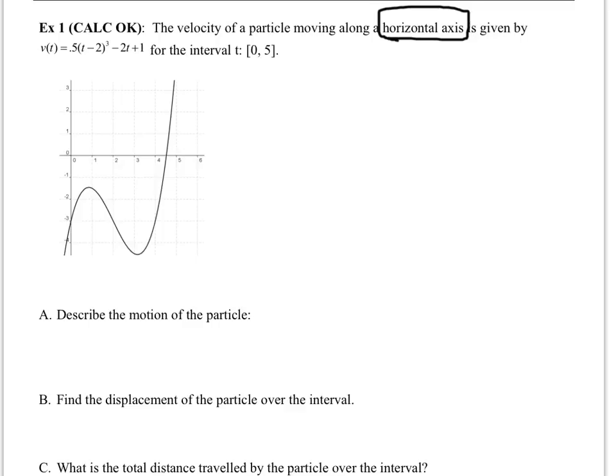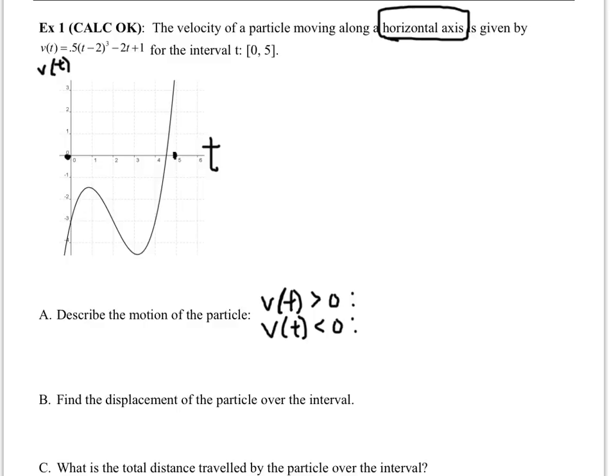So the first thing I want you to do is to locate some important time values here. This is our time, this is our v of t. We're starting at 0, we're going all the way until time equals 5. There are probably going to be some important factors here. To describe the motion of the particle, you want to talk about where v of t is greater than 0. You want to talk about where v of t is less than 0.